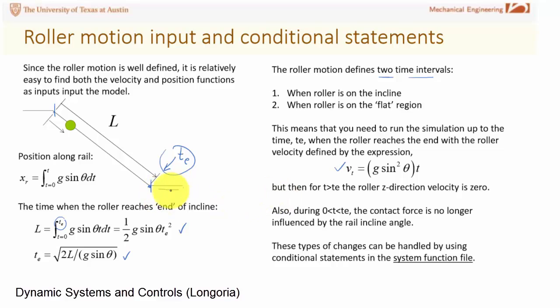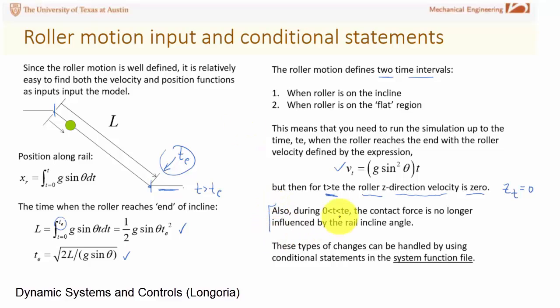But once it reaches this region here for t greater than t sub e, then the roller vertical direction goes to 0. So those conditional statements have to be used when you're defining your input into the model that we're going to build for the mass spring damper system.